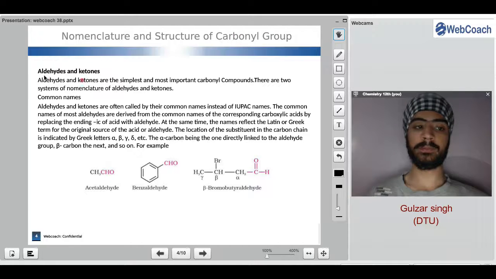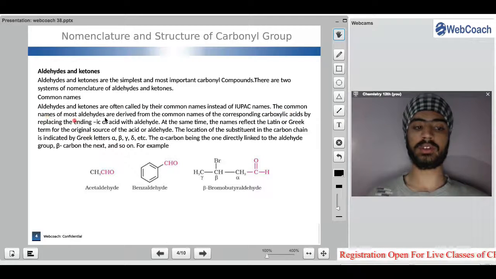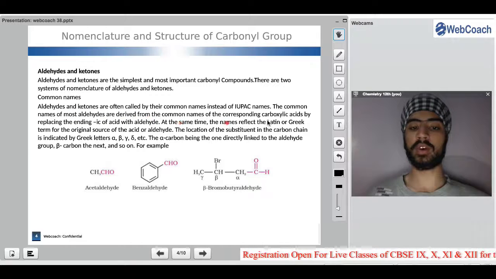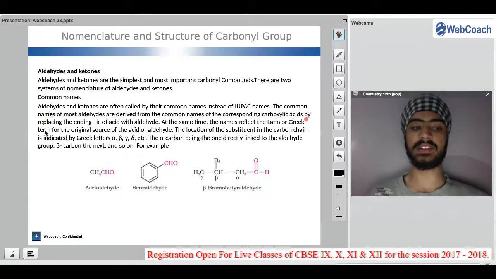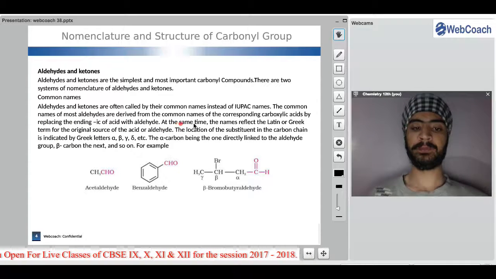Now the nomenclature and structure of the carbonyl group. Aldehydes and ketones are the simplest and most important carbonyl compounds. There are two systems of nomenclature of aldehydes and ketones. The first one is the common name and the second one is the IUPAC name. Aldehydes and ketones are often called by their common names instead of IUPAC names. The common names of most aldehydes are derived from the common names of the corresponding carboxylic acids by replacing the ic of acid with aldehyde.